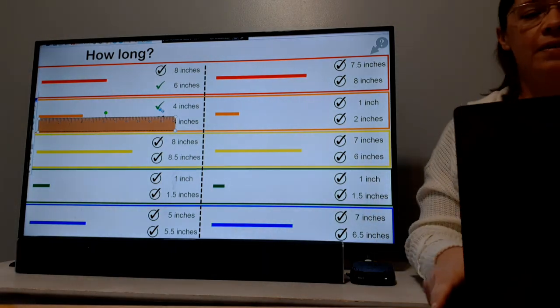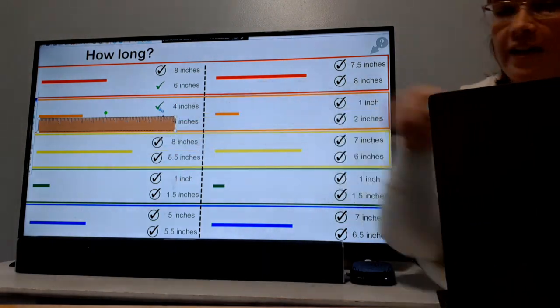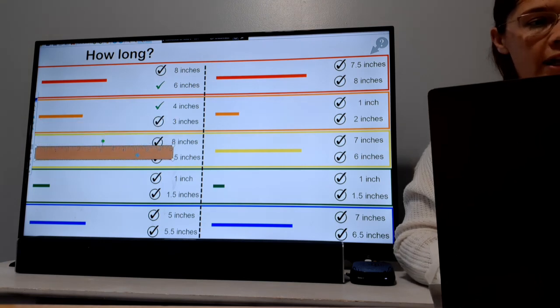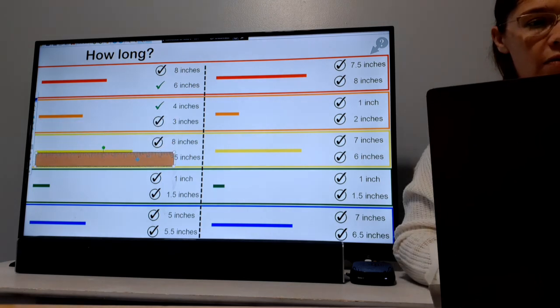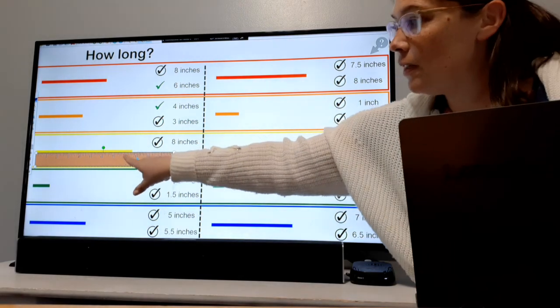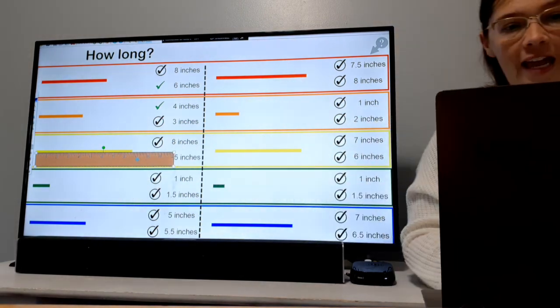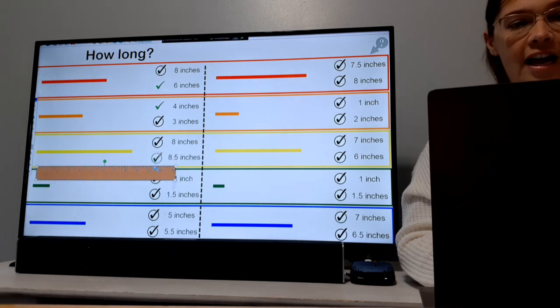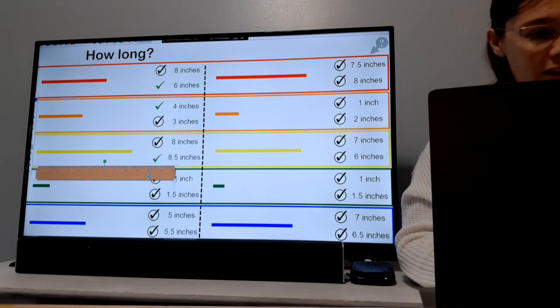Okay, let's look at the next one. This one, the yellow one, is it 8 inches or 8.5? Well, remember we line up our ruler with the 0 or the end of the ruler, and it shows in between the 8 and the 9, so that's going to be 8.5 inches. Let's see if it's right. Yay! Green check mark.